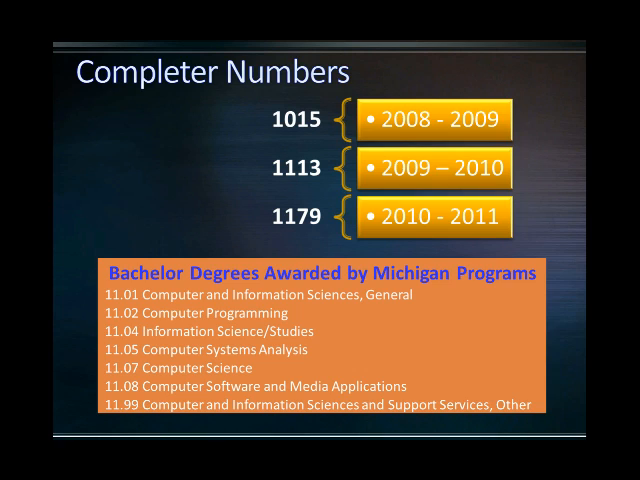And again, this is looking at the completer number for the last 3 years. For 2008, 2009, there were a total of 1,015 completers. For 2009, 2010, there were a total of 1,113 completers. And then in 2010, 2011, there were a total of 1,079 completers. So now think back to that previous slide and the figure I used, the 1,065 annual openings. Again, it appears that there isn't that big of a gap between supply and demand.